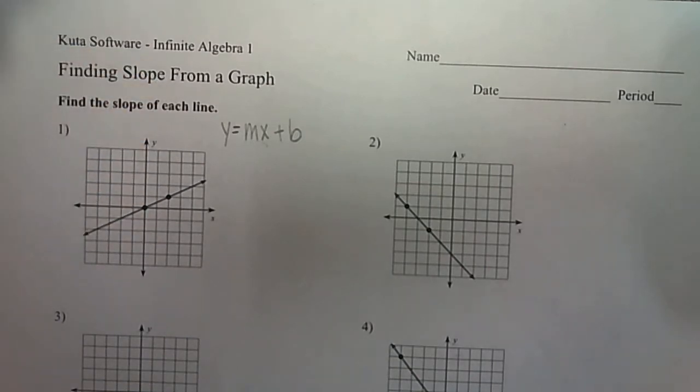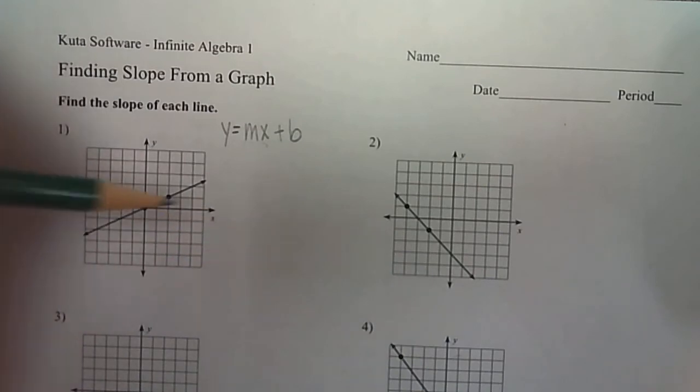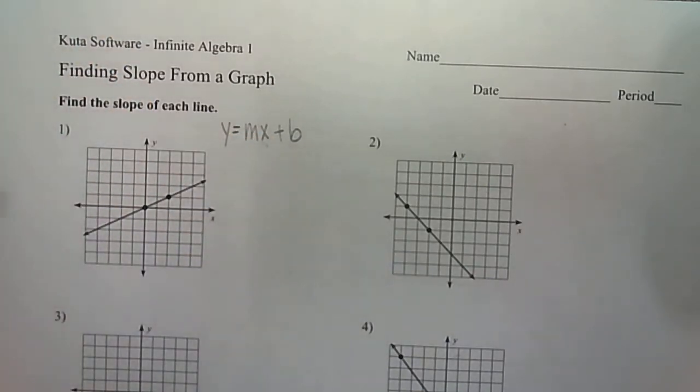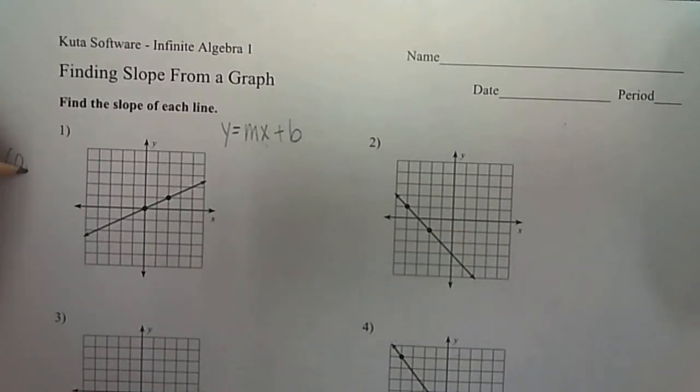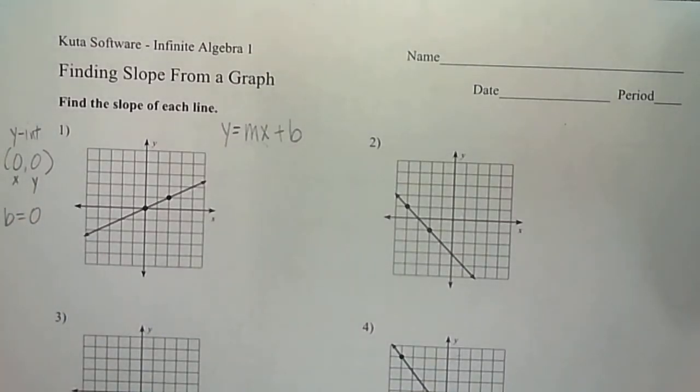none of these have numbers on them. So we're just going to go by one. That matters, especially with your y-intercept. So for like right here, this is the origin. The point where it crosses is 0, 0. Your y-intercept is when x is 0. So that x is 0, that's your y-intercept. So your b equals 0.